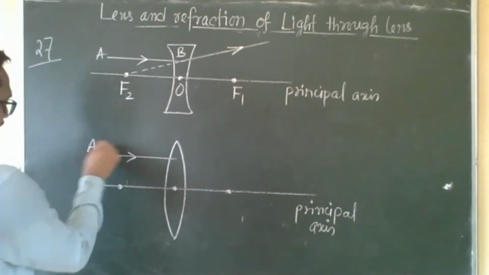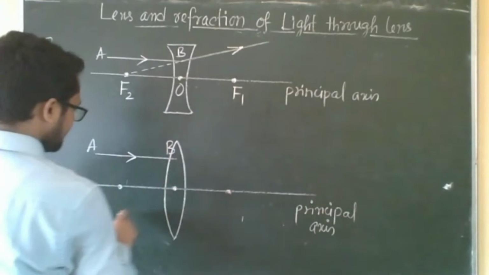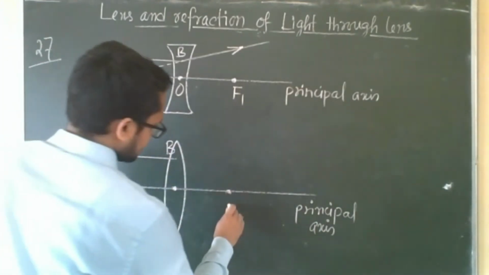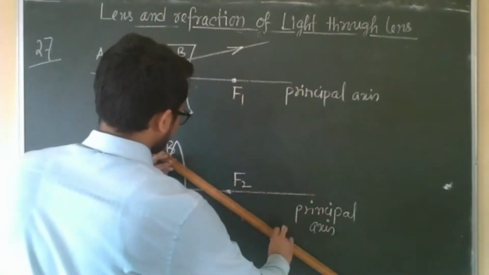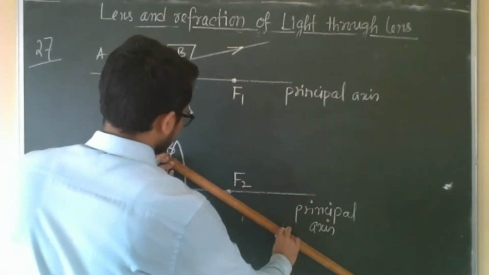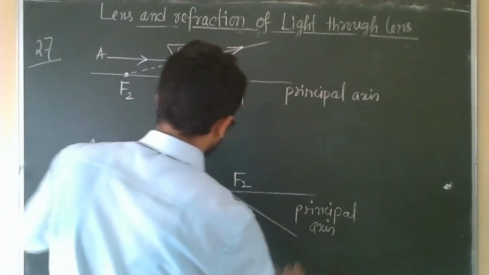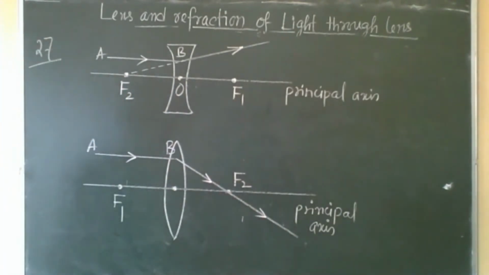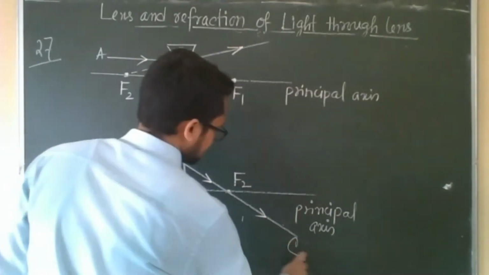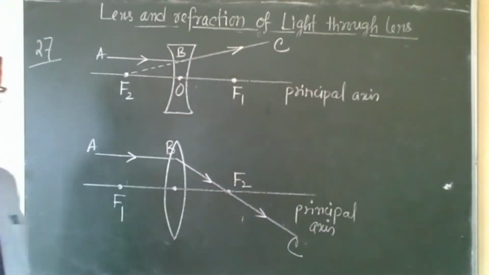Give names; AB is given. This is focus 1 and this is focus 2. After refraction, what will happen? It is a converging lens, so it will converge at a point on the principal axis, which is called the second focus, right? It converges to the second focus. This is AB. Give name C. Clear?